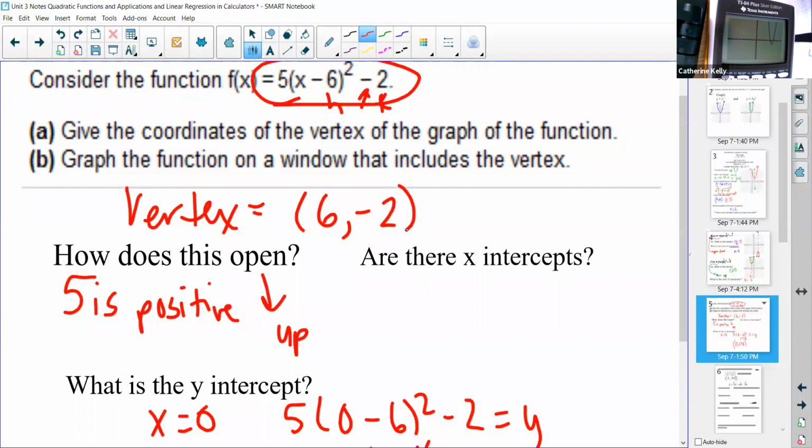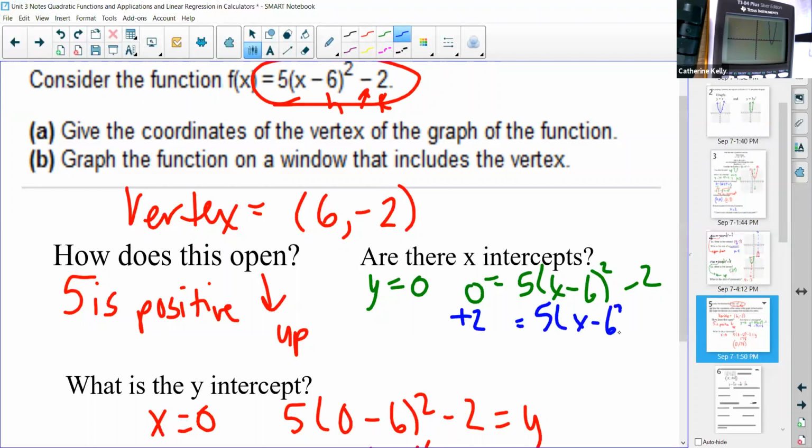And then if it asks for my x-intercepts, we could actually find those x-intercepts by doing the quadratic formula or by doing it in your graph. If you're doing it mathematically, x-intercepts are where y equals 0. So it would be 0 equals 5 times (x minus 6) squared minus 2. I'm going to bring the 2 over, so I have positive 2 is 5 times (x minus 6) squared.